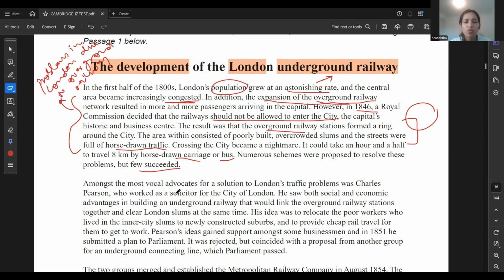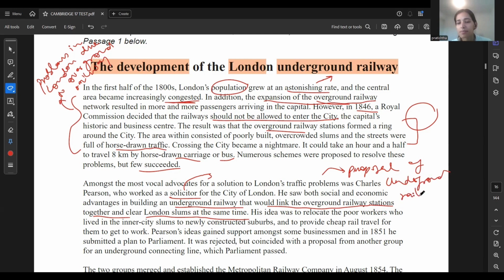Then, amongst the most vocal advocates for a solution to London's traffic problem was Charles Pearson, who worked as a solicitor for the City of London. Solicitor is basically like an advocate. He saw both social and economic advantages in building an underground railway that would link the overground railway stations together and clear London slums at the same time. So he proposed this. So there was a proposal. In this paragraph, we are talking about the proposal of underground railway.